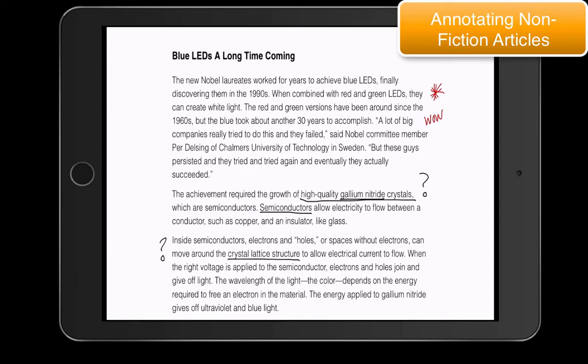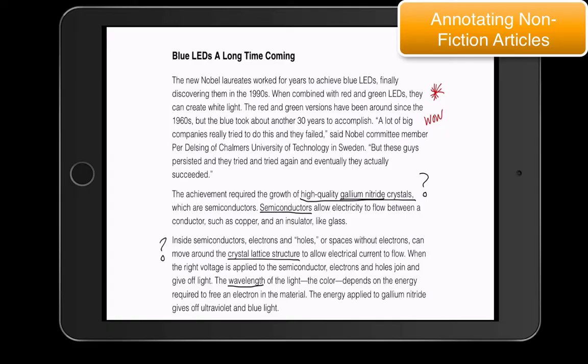When the right voltage is applied to the semiconductor, electrons and holes join and give off light. The wavelength of the light, the color, depends on the energy required to free an electron in the material. The energy applied to gallium nitride gives off ultraviolet and blue light. There's a lot of stuff in there. I think, again, like wavelength, I don't think I know what that means. And that word semiconductor keeps coming back again. So I think it's probably a word I'm going to need to look up.